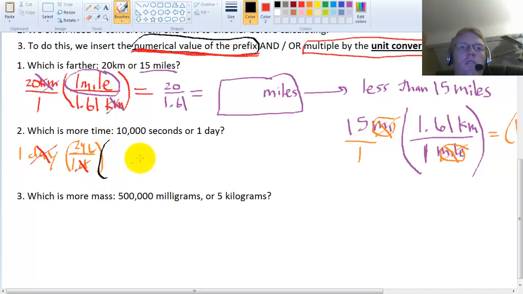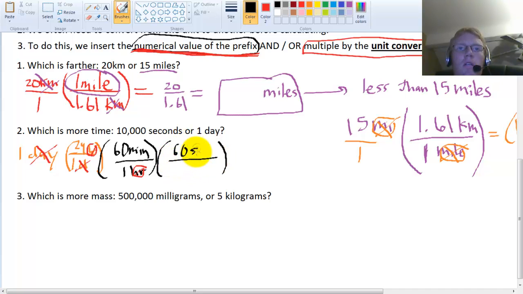Okay, let's convert hours into minutes. Okay, 60 minutes is equal to 1 hour. Okay, so now my hours cancel with my hours, and whatever 24 times 60 is, that's how many minutes there are. We have to convert that one more time to get seconds.